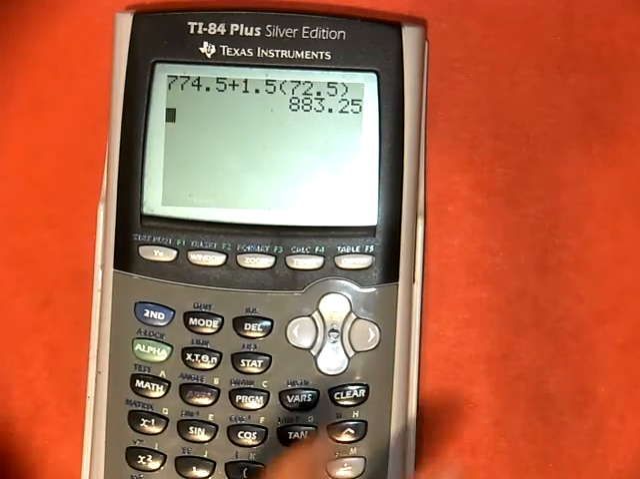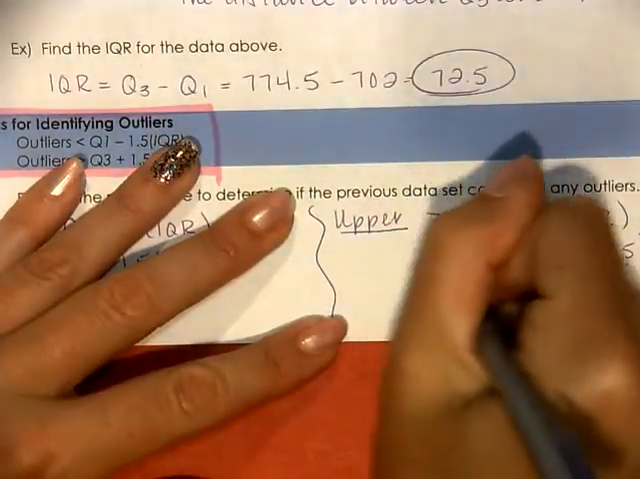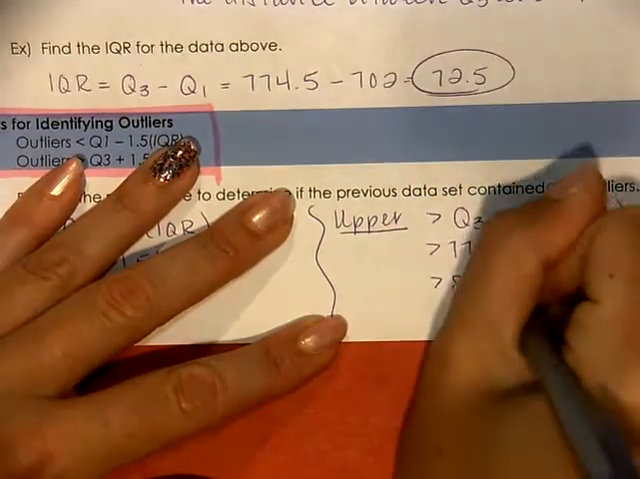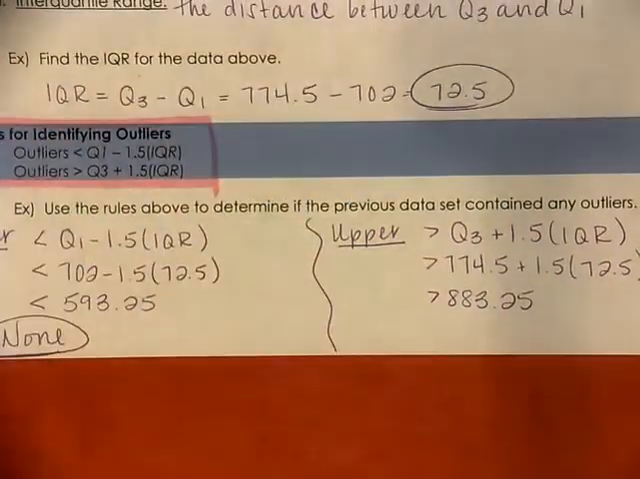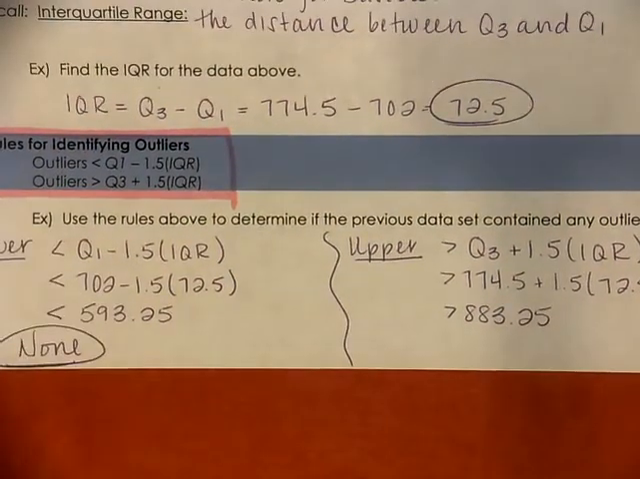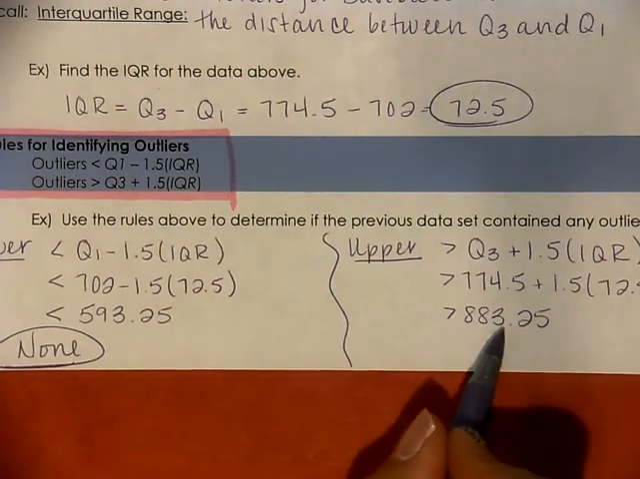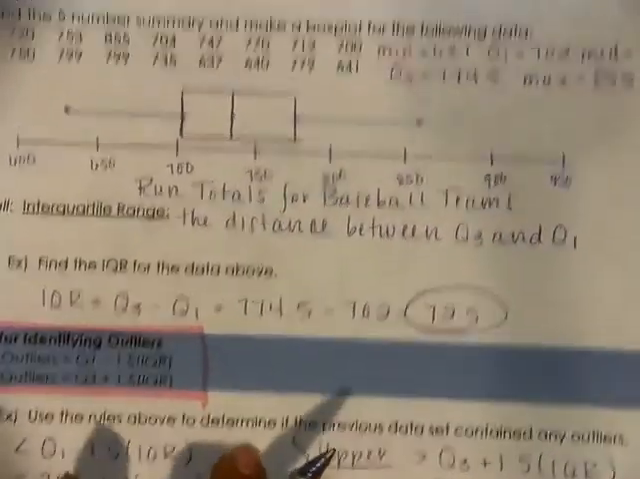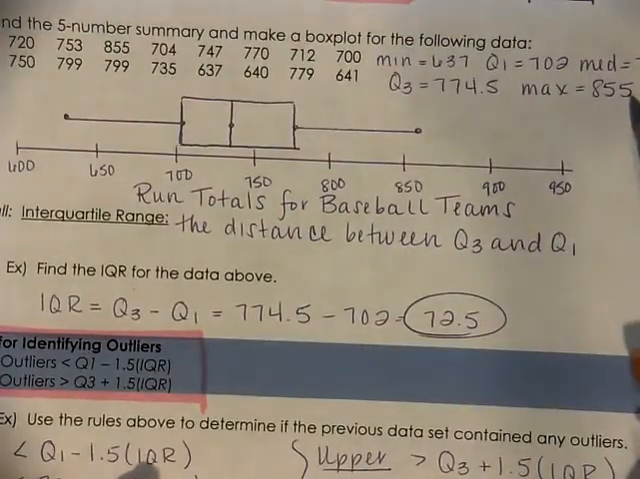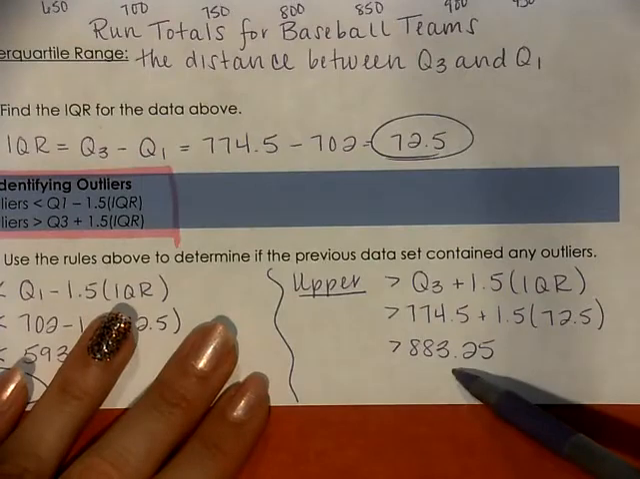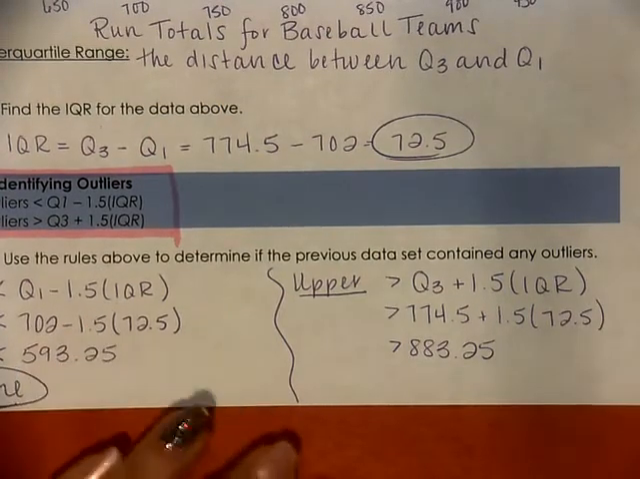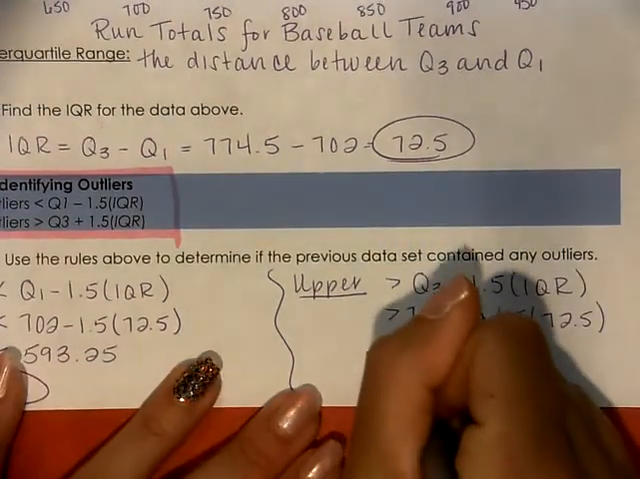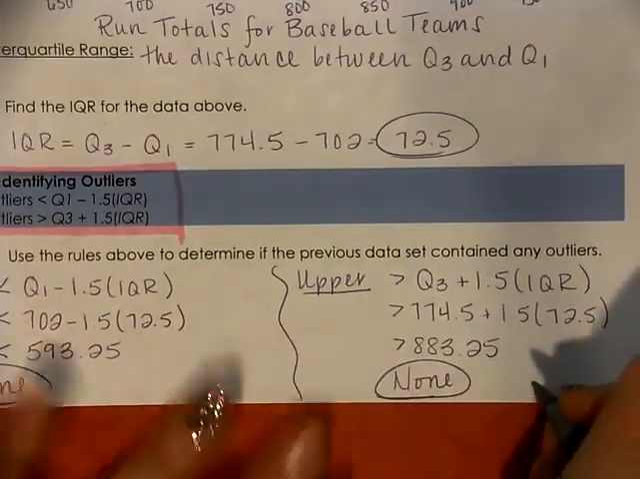So we get 883.25. Okay, so numbers that would be outliers in the upper direction would need to be greater than 883.25. Well, let me go check what my maximum was in this data set. My maximum was 855. So are there any numbers greater than 883.25? Nope. So there are no outliers in the upper direction as well.